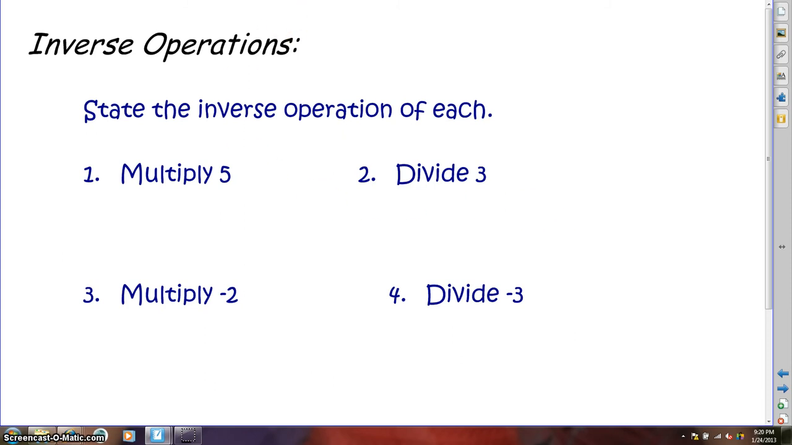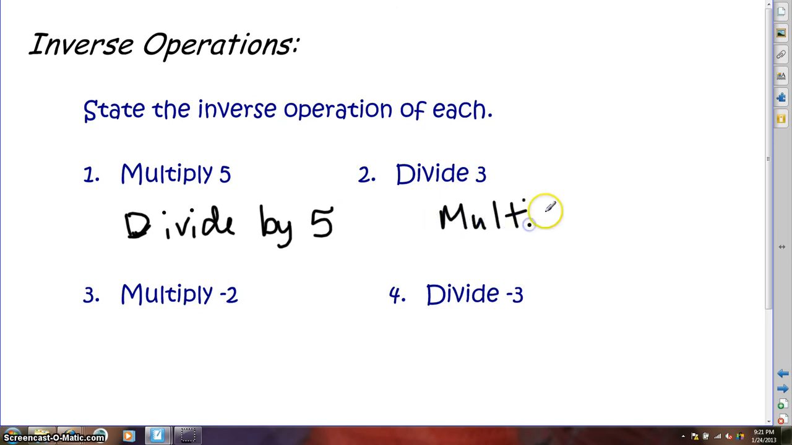So these questions ask you to give the inverse of multiplying by 5. We don't do anything with the 5, but the inverse of multiplication is division. So we are going to divide by 5. Here we have dividing by 3. So the inverse of division is multiplication. So we're going to multiply by 3.